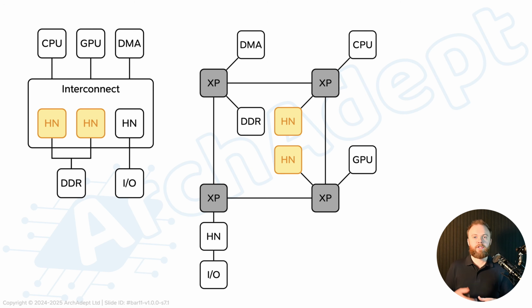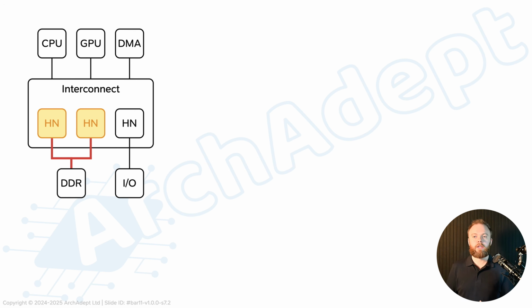Now, quickly revisiting our two diagrams side by side, you may have noticed the fact that the I/O subordinate node has been assigned to exactly one home node, while the DDR controller appears to have been assigned to two home nodes. And this is perhaps a little bit easier to see when looking at the conceptual diagram on the left, as we have these two red lines joining the home nodes directly to the DDR controller. So what's going on here?